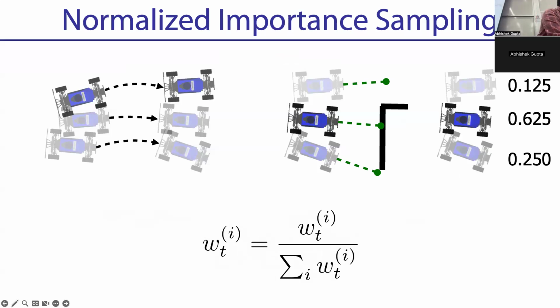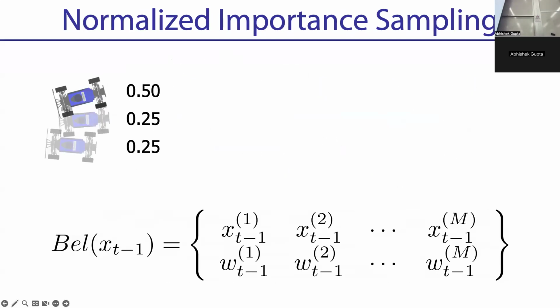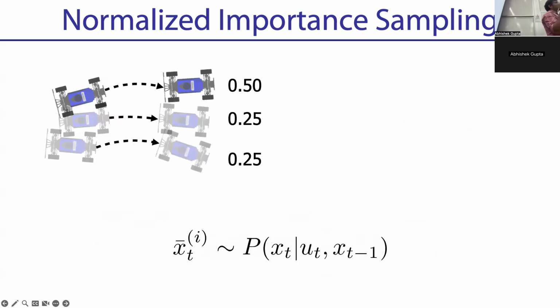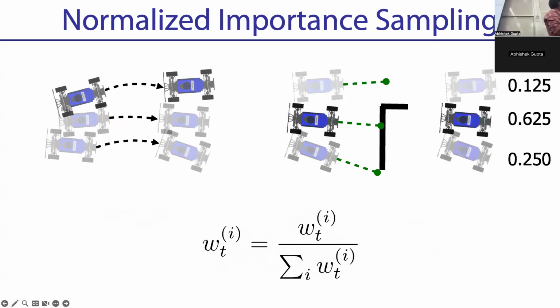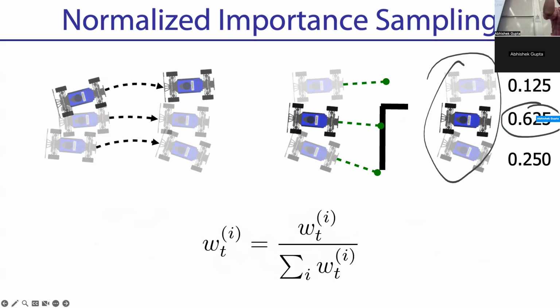But now it's got a nice intuitive meaning, right? So we started with, this is the likelihood, 0.5, 0.25, 0.25. I moved, the belief state moved, then I got a measurement, and now my weights reflect the likelihood of where I am, right? So I still have 3 particles, but the weight on the middle particle is way higher, which means that it's more likely. Okay?